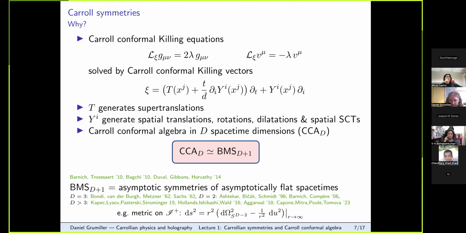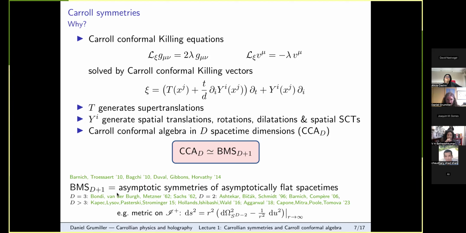For today, it's enough to know that this BMS algebra generates the asymptotic symmetries of asymptotically flat spacetimes for a standard class of boundary conditions in asymptotically flat spacetime. So it plays the same role as the conformal symmetries in anti-de Sitter space, in particular, for instance, the two-dimensional conformal symmetries, the Brown-Henneaux symmetries in AdS3.